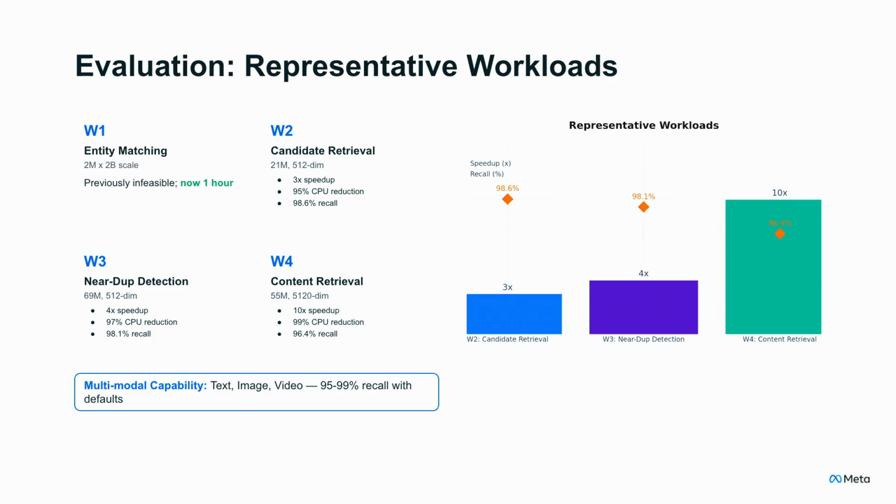Moving to 4 real workloads and 3 different modalities. The first one, which we are the most proud of, is entity matching at 2 million queries against 2 billion candidates. This used to time out earlier, even when we sampled it down to 0.5%, but now it completes within an hour. W2 through W4 show a 3 to 10x speed up at 95 to 99% recall.